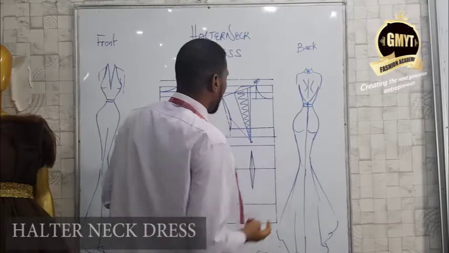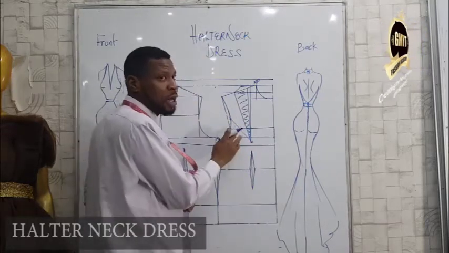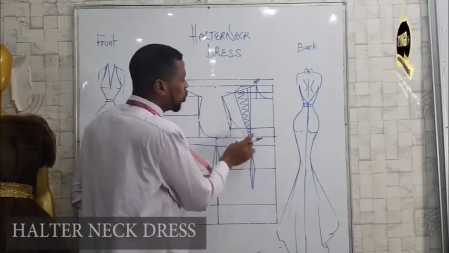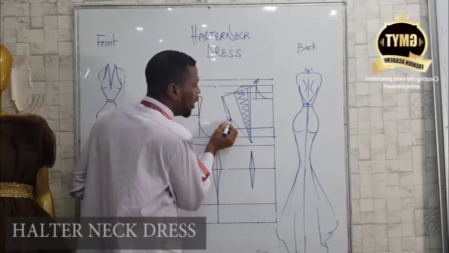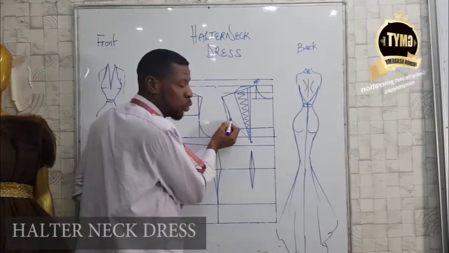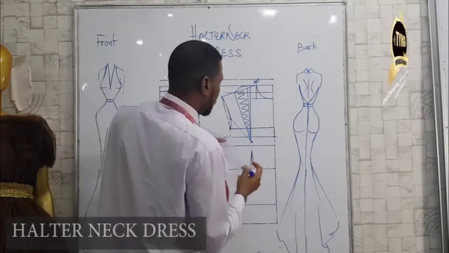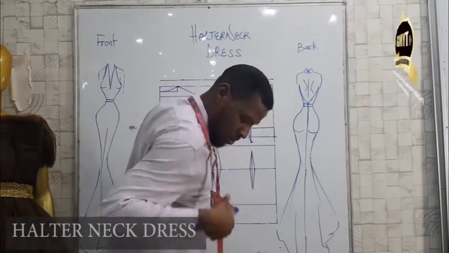Do you see me now? I'm having this now, right? So now, once you have this, all you need to do is to look for the midpoint of the line linking from the armhole to point X. So I'll measure what I have here.